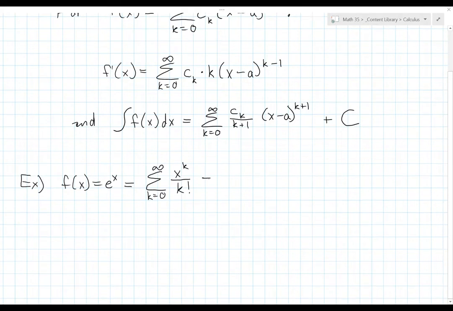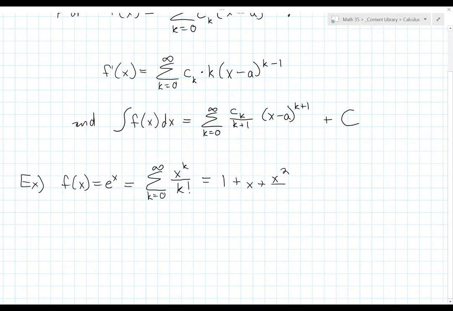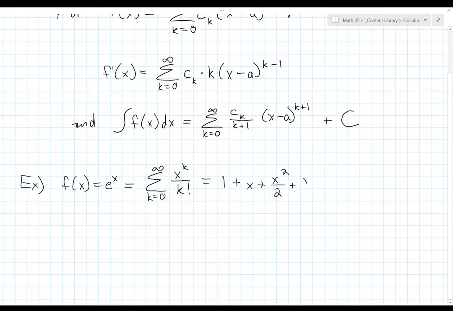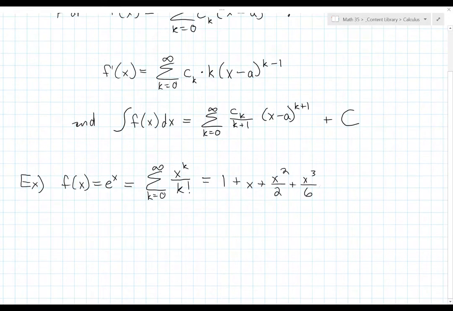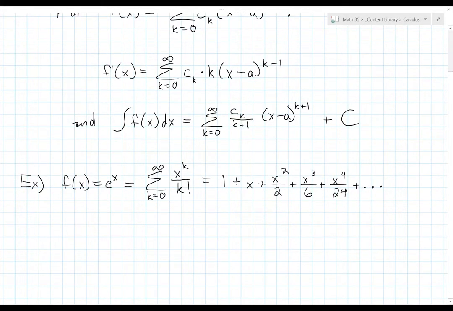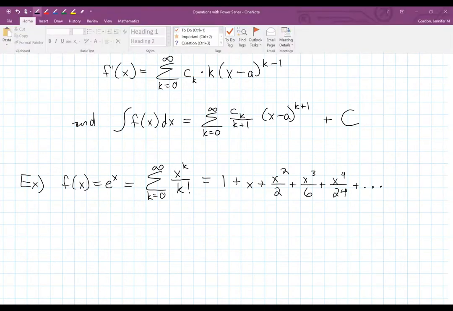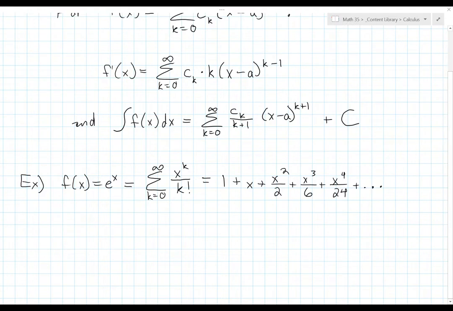So to remember what that looks like in expansion, because that will help us when we're thinking about the derivative and the integral, this is 1 plus x plus x squared over 2 plus x cubed over 6 plus x to the power 4 over 24, and so on. Now, I'm going to work with the derivative in its expanded form, because there I see it a little more clearly.